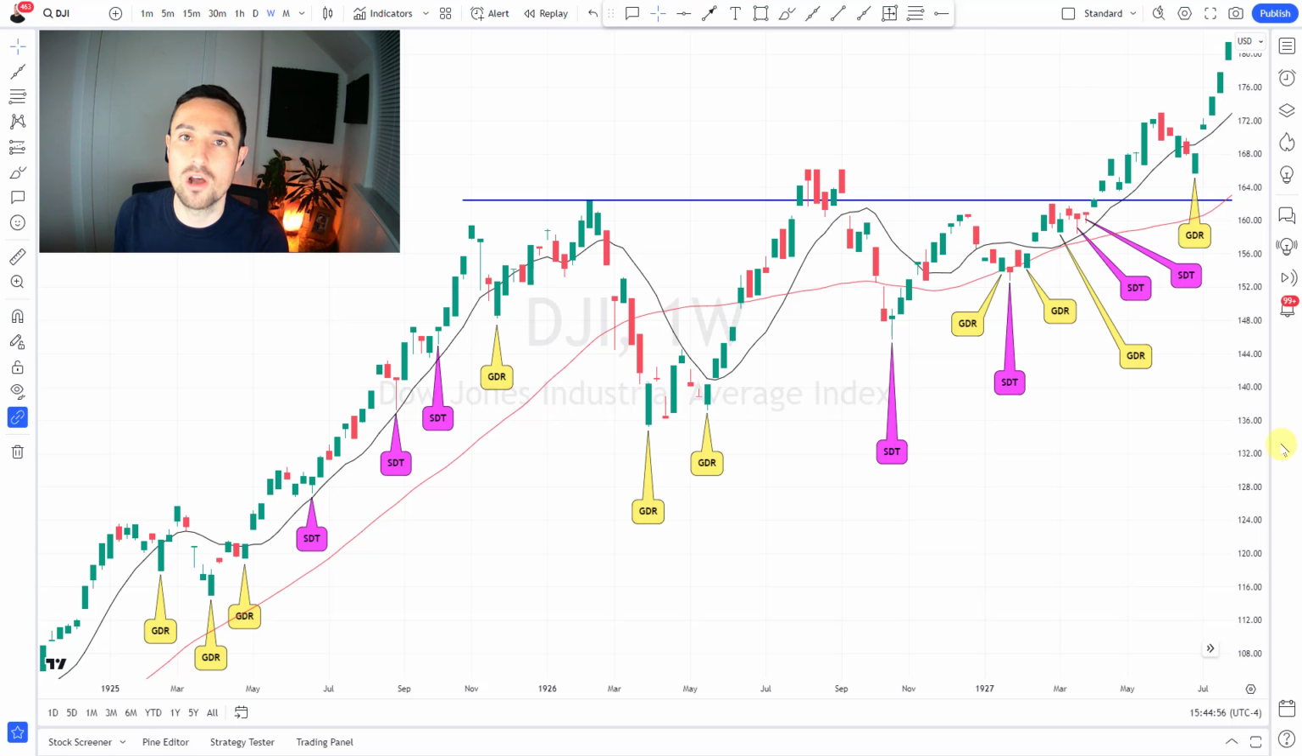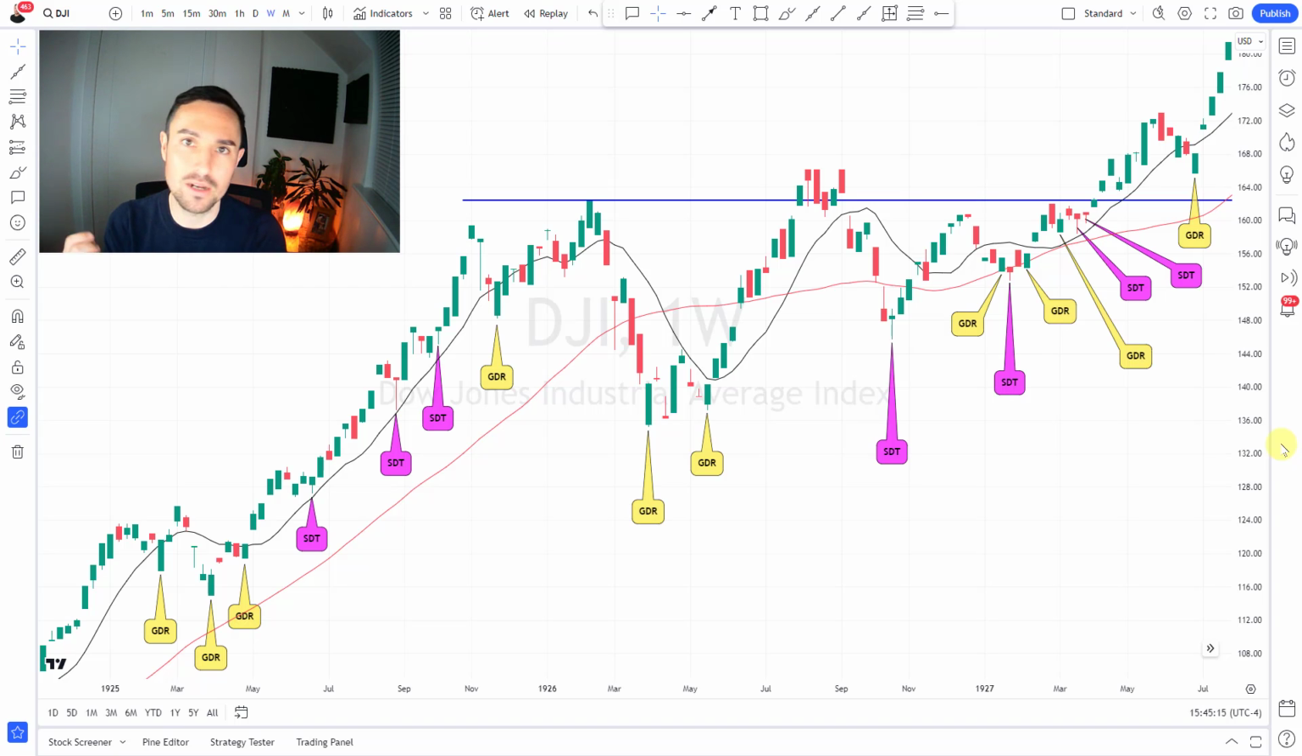Okay guys, we're going to start off with the Dow Jones weekly chart, and we're back in the 1920s. We're going to go high level here so I can give you a feel for what gap down reversal bars look like and what shakeout demand tails look like. Then when we go into the AMD chart, we're going to look at the daily time frame. The two charts are going to be 27 years apart.